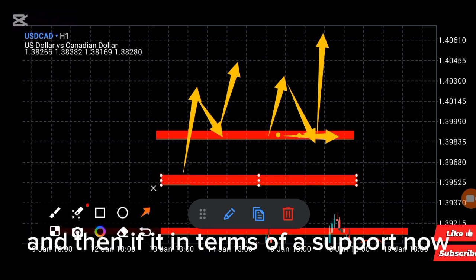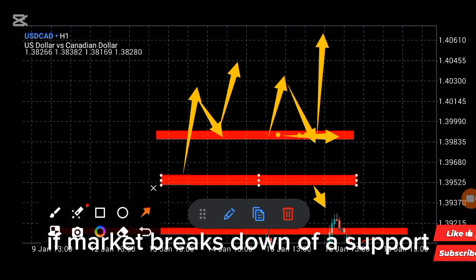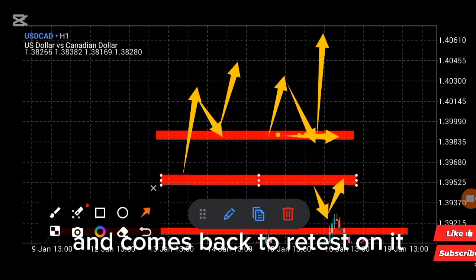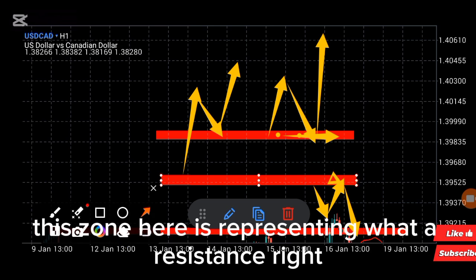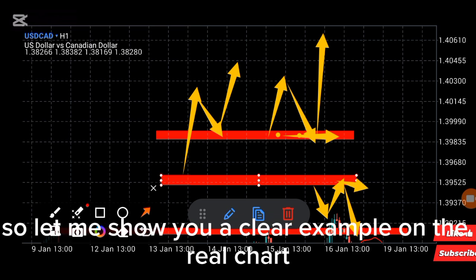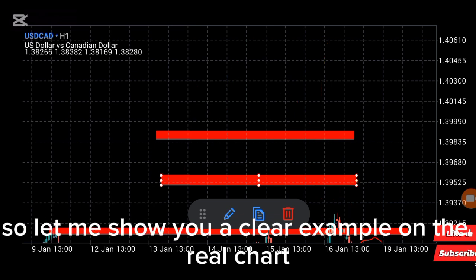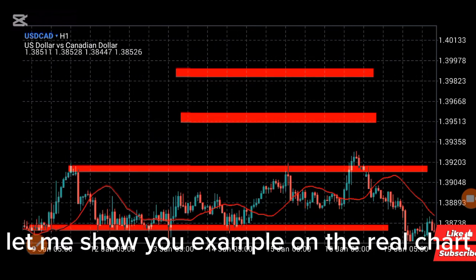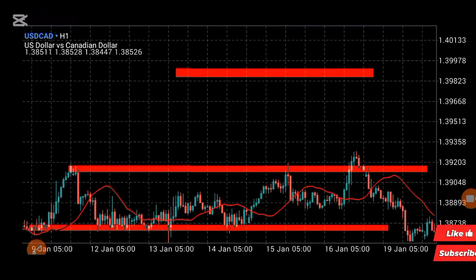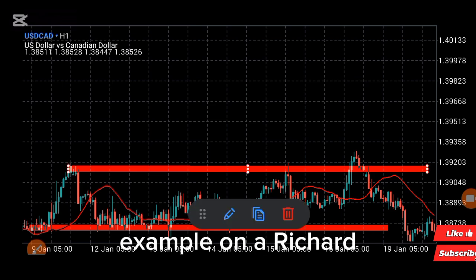And then in terms of support, if the market breaks down through a support and comes back to retest it and then comes down, this zone where the market comes back to here is representing what? A resistance, right? So let me show you a clear example on the real chart.